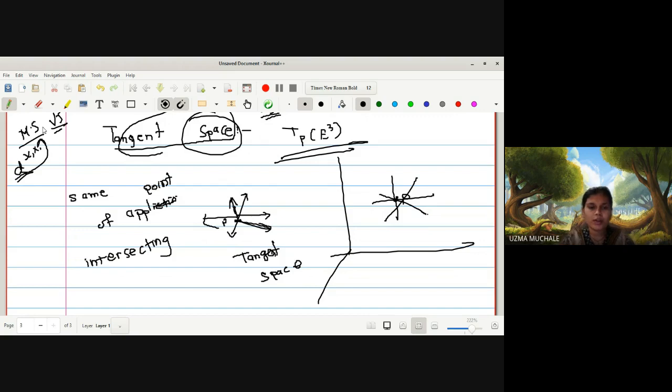You have to draw a point. From this point you have to find many tangent vectors which will start from the point P, and this collection is called a tangent space. And the notation T suffix P of E3 space means that this point is from E3 space. T is a notation for tangent and it is called a tangent space since it is satisfying all the properties of the vector space.